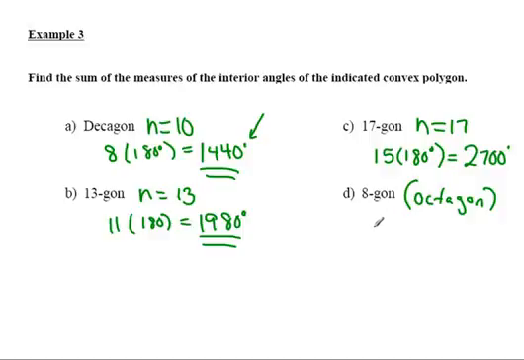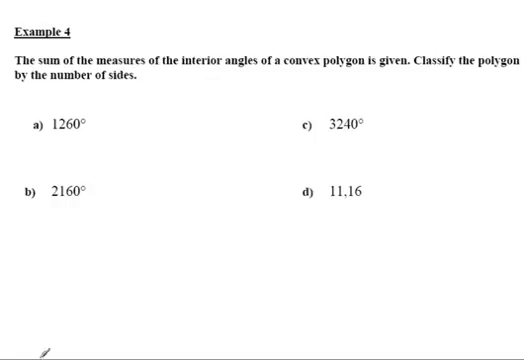Remember that again, for an octagon, this is going to be 6 times 180 degrees. So 6 times 180 will give us 1,080 degrees. Okay, so these turn out to be our answers. We can keep working this. We can actually work these problems backwards. If the sum of the measures of the interior angles is given here, then we want to classify the polygon by its number of sides. So what we're saying is that 1,260 is going to equal n minus 2 times 180.